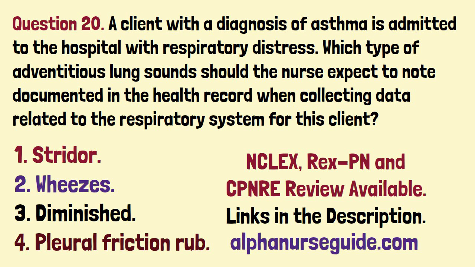The correct answer is 2. Wheezes. Rationale. Asthma is a respiratory disorder characterized by recurring episodes of dyspnea, constriction of the bronchi, and wheezing. Wheezes are described as high-pitched musical sounds heard when air passes through an obstructed or narrowed lumen of a respiratory passageway. Stridor is a harsh sound noted with an upper airway obstruction and often signals a life-threatening emergency. Diminished lung sounds are heard over lung tissue where poor oxygen exchange is occurring. A pleural friction rub is heard in individuals with pleurisy.